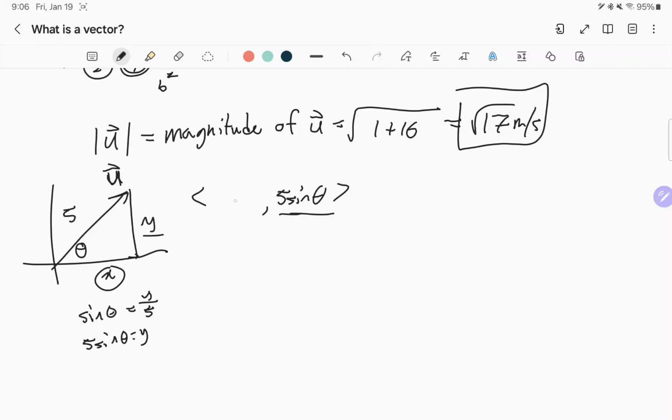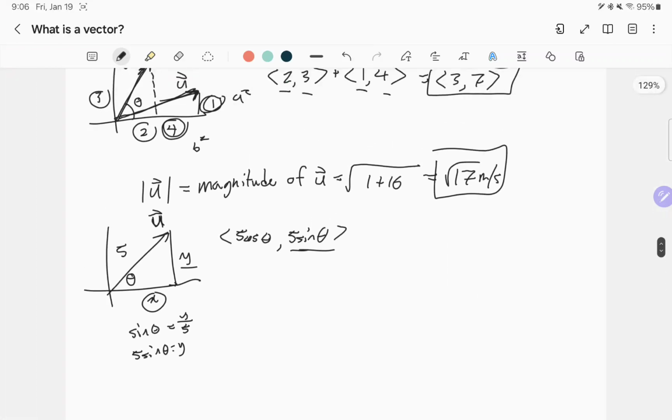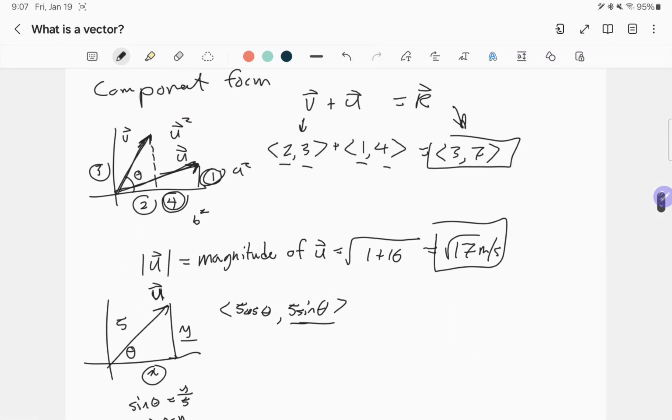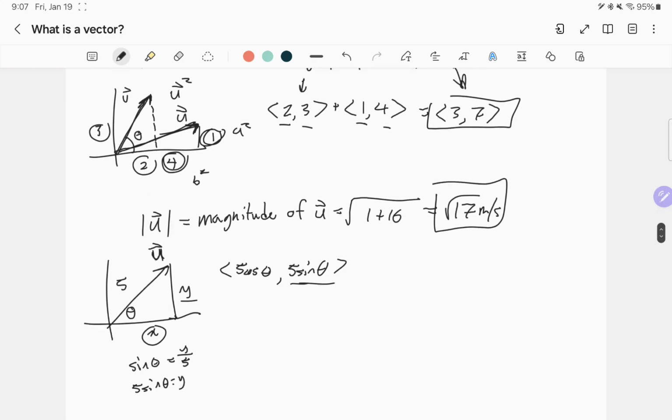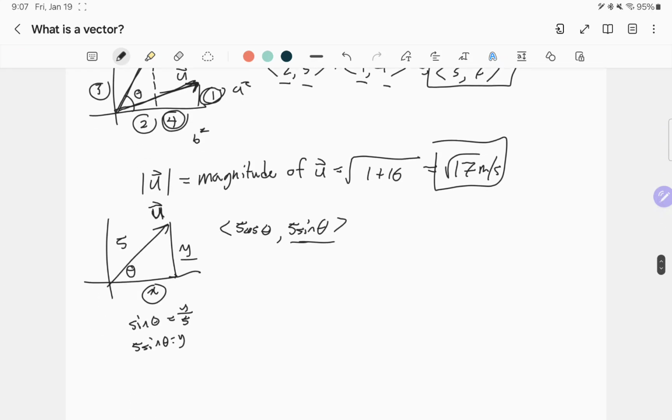And obviously you can just use cosine for x, so 5 cosine theta is equal to length x. So this is how you can find any component if you know the angle. Now, like I said, we want to work vice versa, right? Imagine we knew that y is equal to 3 and x is equal to 4. How do we find theta?